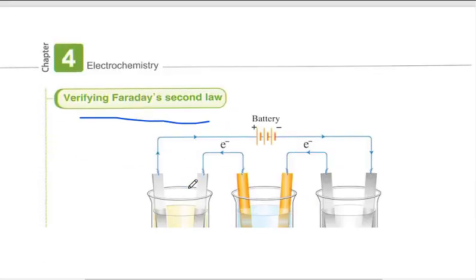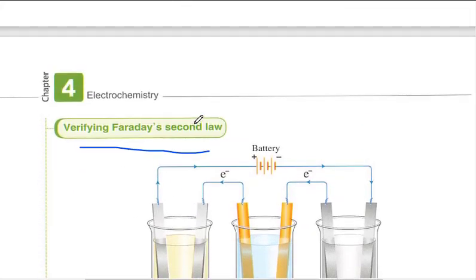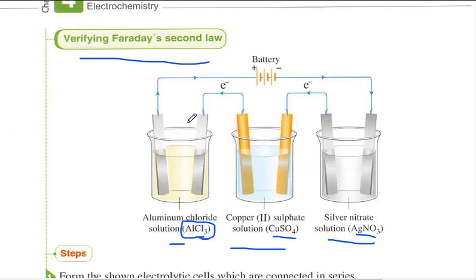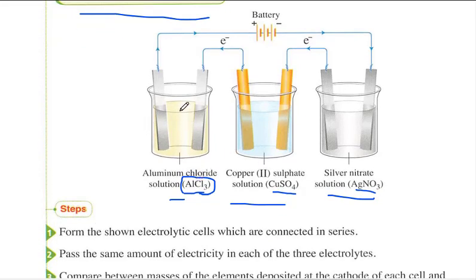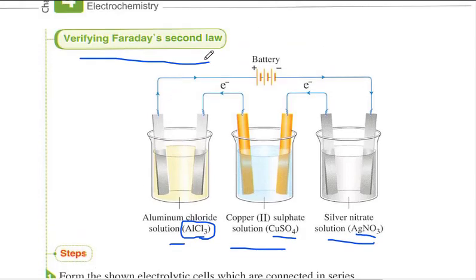Okay, so this is the relation of Faraday's second law, and this is some simplification of how this law is applied. Now we speak about how to verify the second law. The second law means that if the equivalent mass of the element increases, the actual deposited mass increases. So there is a direct relationship between the liberated mass deposited on the cathode and the equivalent mass of this precise element.